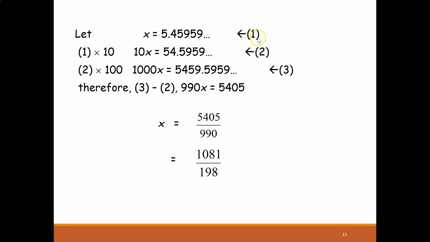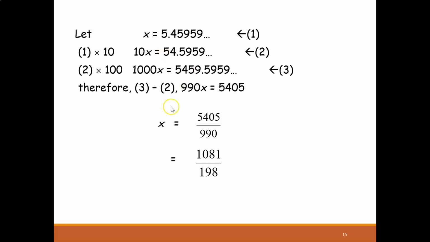And then the second equation will be the first one, you multiply it with 10. So the first equation, when you multiply it with 10, you have 10x equal to 54.5959. Then the third equation will be the second equation, you're going to multiply it with 100. So you will get another equation which is 1000x equal to 5459.5959. Therefore, you can just minus the third equation with the second equation.